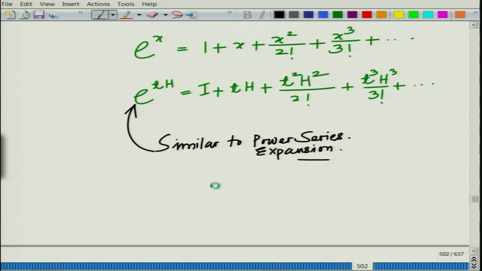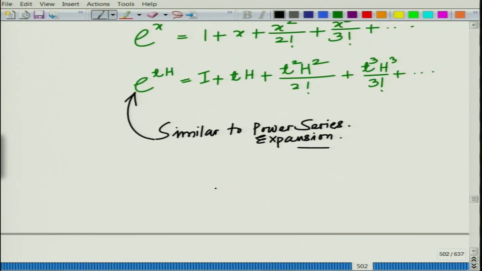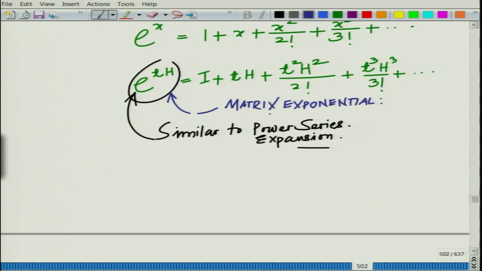Similar to power series expansion. Okay. For instance, let us take a simple example. So, this is a very interesting thing. This is the matrix exponential, which has several powerful implications. As I already told you, this is what is known as a matrix exponential. This is e raised to the power of a matrix, alright. So, that is the interesting thing.